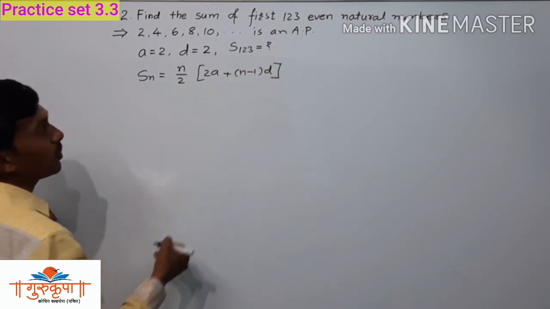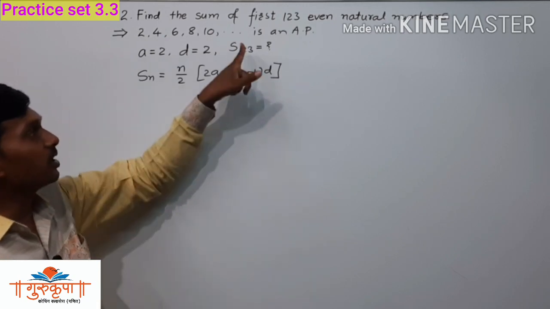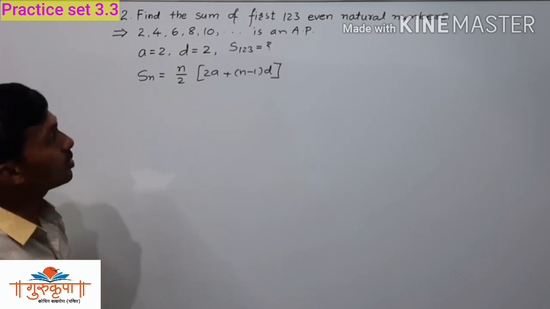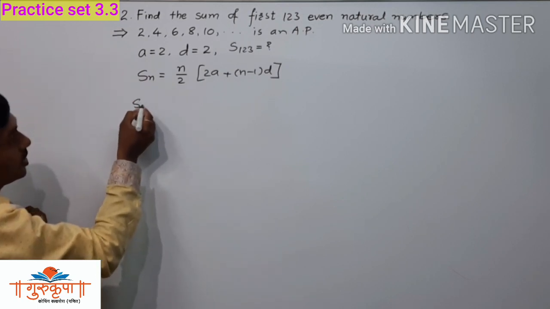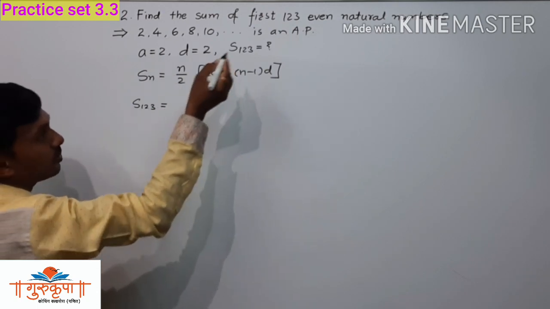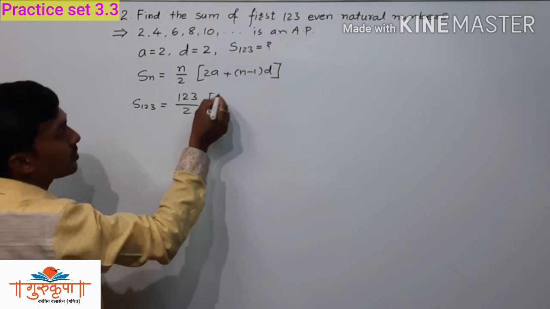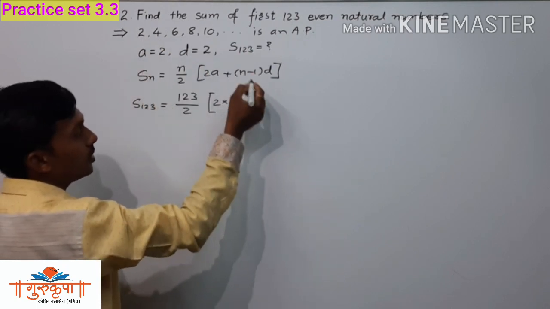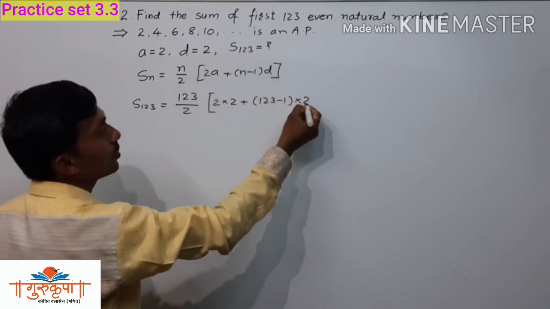That is the formula for finding the sum of the n terms of an AP. And since here we have to find the sum of the first 123 even natural numbers, in place of n we have to write 123. So here we will write S123 is equal to n divided by 2. Here n is 123, divided by 2, into the bracket 2 multiplied by the value of a, which is 2, plus n minus 1, that is 123 minus 1, multiplied by d, d is 2.